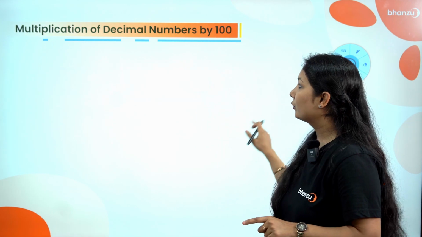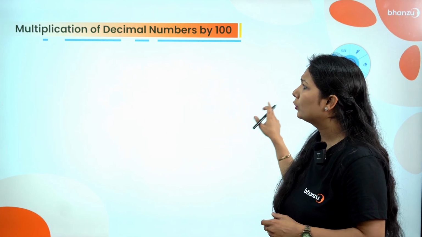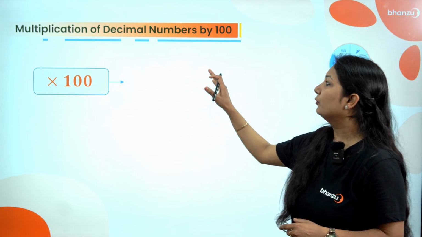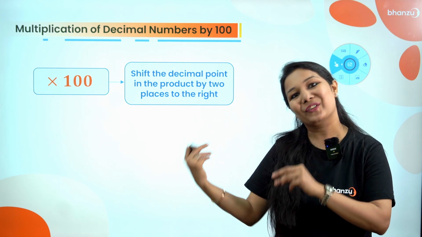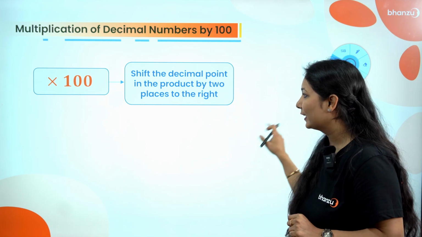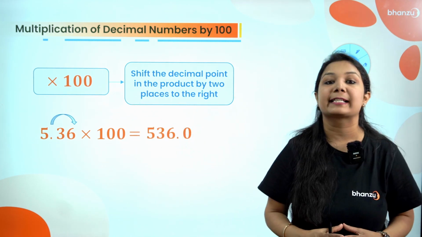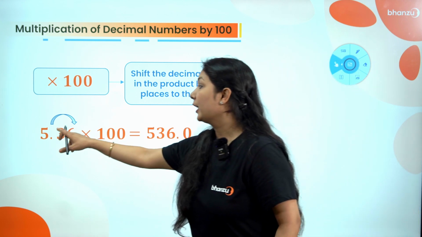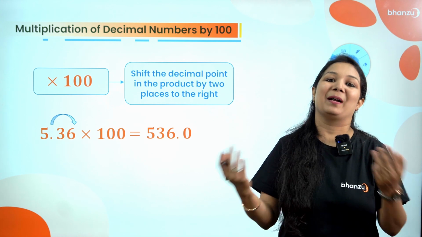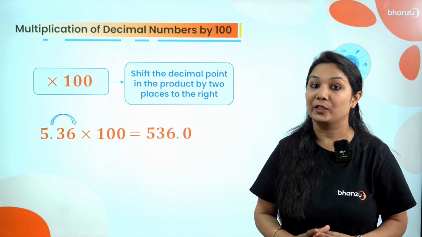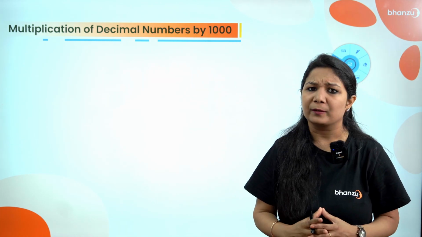Okay? Let's try out for 100. Now in 100, how many zeros do we have? 2. So what we will do? We will shift the decimal 2 times this time. Which side? Towards right only. So let's have a look at one of the examples. Question remains same but 2 zeros. So it would be 536.0. We have taken a jump of 2 digits this time towards right because we are multiplying by 100 and 100 has 2 zeros. Coming to the next part where we have multiplication by 1000.